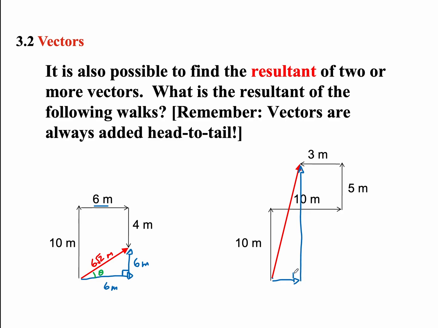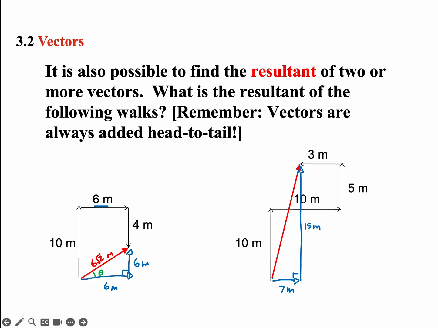Again, right angle to each other, even though it may not look like I did it. How far north do we end up from where we start? Well, we go 10 meters north and 5 meters north, a total of 15 meters north. And then what about the horizontal? Well, we walk 10 meters to the east and then 3 meters to the west, meaning we should end up 7 meters to the east of where we started.